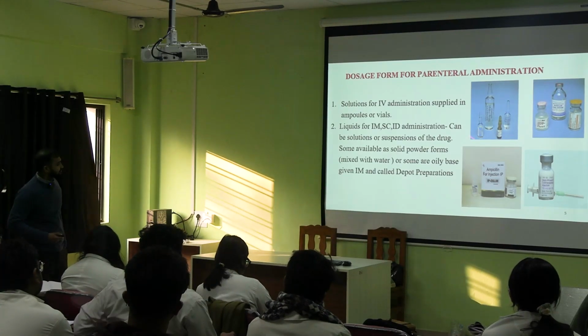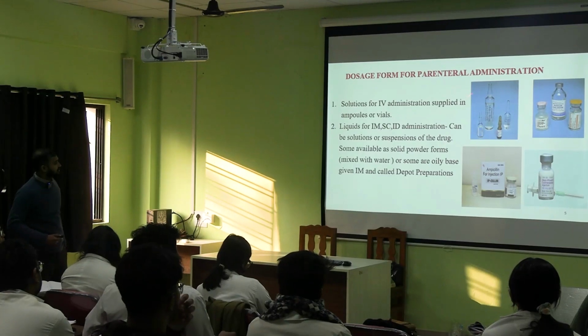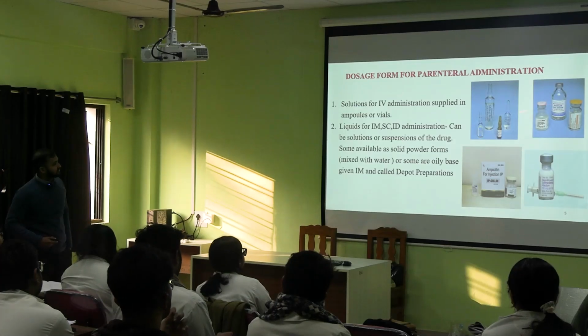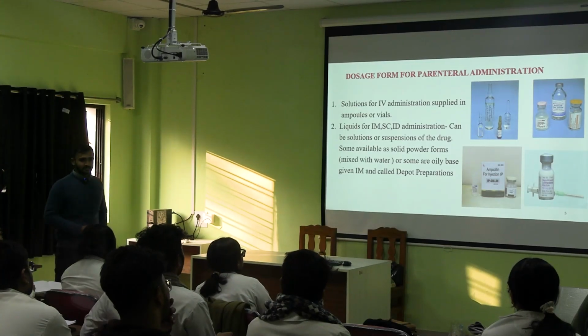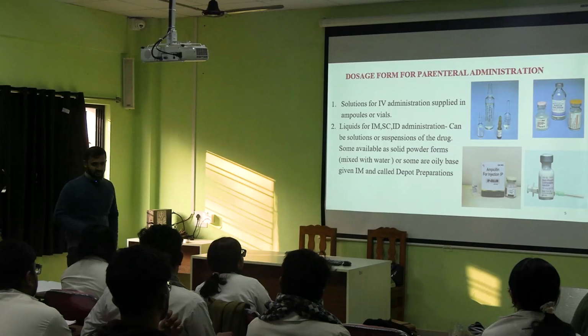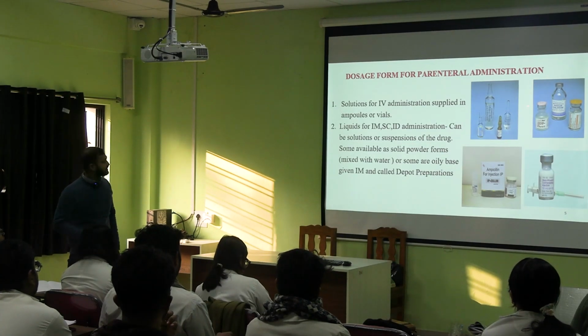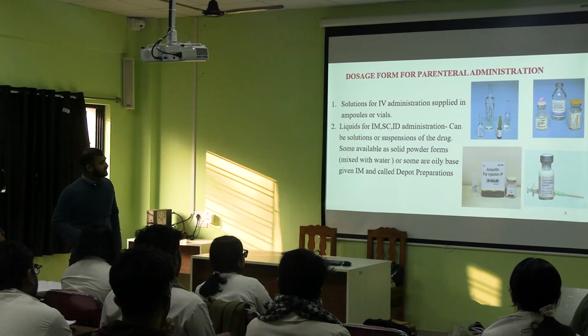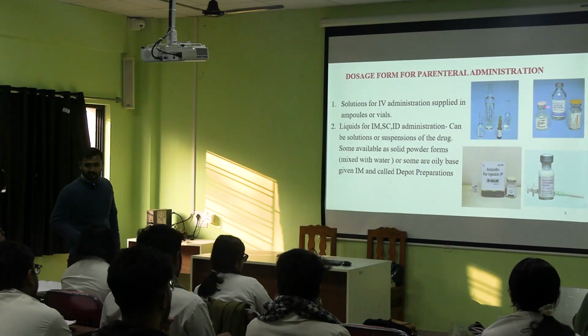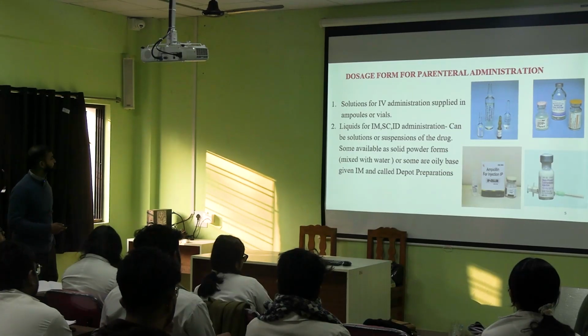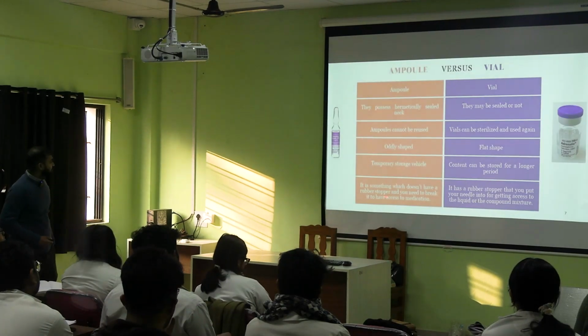So these solutions you have seen in the other pictures also. What is the difference? What is this and what is this known as? Which is not sealed, which cannot be reused, it is the ampule. And this is the vial. It can be glass, it can be plastic also. The thickness of the glass is more here, and there is a seal and a cap, so it can be reused. So this is the basic difference.